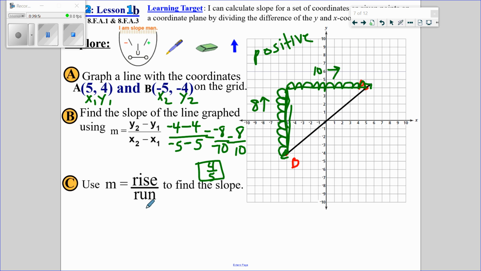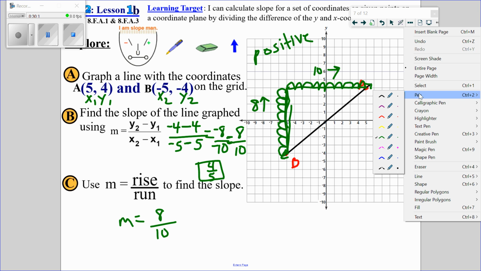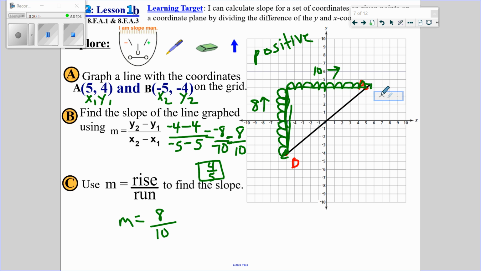Let's do rise over run. My rise is up 8, positive 8, and my run was 10. So as you could see, we got the same answer. Let me fix this over here so you could see it better. And I'm going to change the ink color a second because it's hard to see. Let's change it to black a minute. So I'm going to come over here and fix this equal sign. So if we reduce this by 2, we get 4 over 5. And yes, the slopes are the same whether I use rise over run or I use the formula.